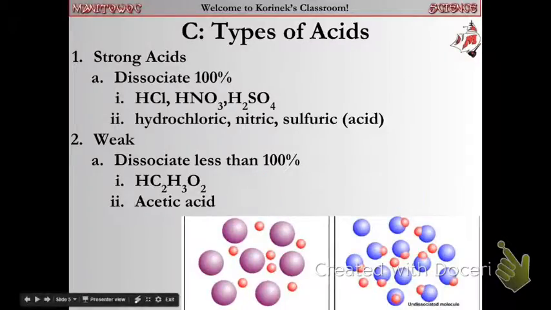And the reason behind that, by the way, is that the one here on the left, you notice everything is dissociated. Everything is broken apart. So this red one is completely separate from this purple one. You'll notice here on the right side, a lot of them are still combined. Just every once in a while you get one that loses its hydrogen. So that's what defines a weak acid.